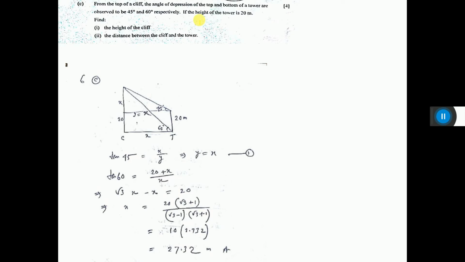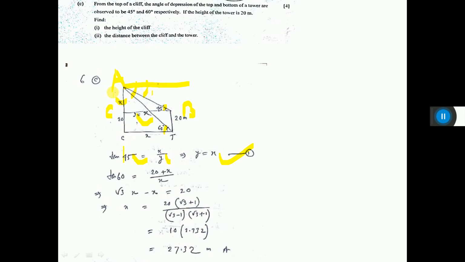Then this one: from the top of a cliff, the angle of depression. So this is the top of the cliff, and the angles of depression, one will be this, another will be this. One is 45 degrees, another is 60 degrees. You have to draw this line also, I have not drawn it. In triangle ABC, tan 45 equals perpendicular x by base y. Tan 45 is 1, so y equals x.